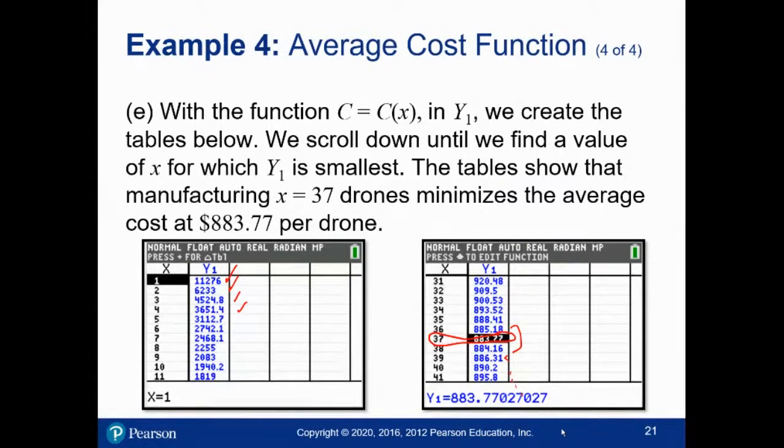Average cost might be what you're interested in minimizing as a business. What are some other things you might be interested in minimizing or maximizing as a business? Probably your fundamental concern is to maximize profit. You might want to maximize revenue. You might want to minimize cost, but usually overall you want to maximize profit. Here we've minimized average cost per drone, which, maybe that's important.